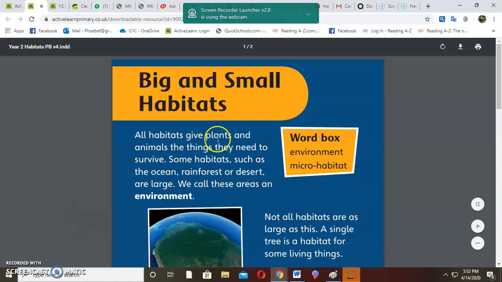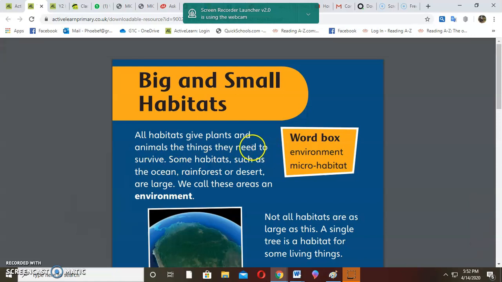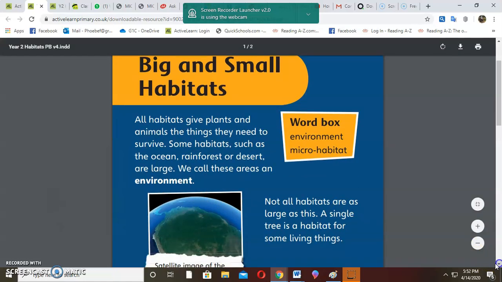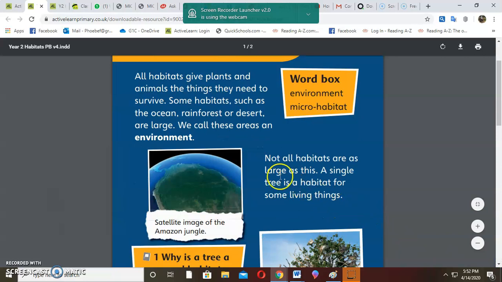All habitats give plants and animals the things they need to survive. Some habitats, such as the ocean, rainforest, or desert, are large. We call these areas an environment. I just explained to you what an environment is. Okay, let's continue. So, not all habitats are large. Not all habitats are as large as this. A single tree is a habitat for some living things.